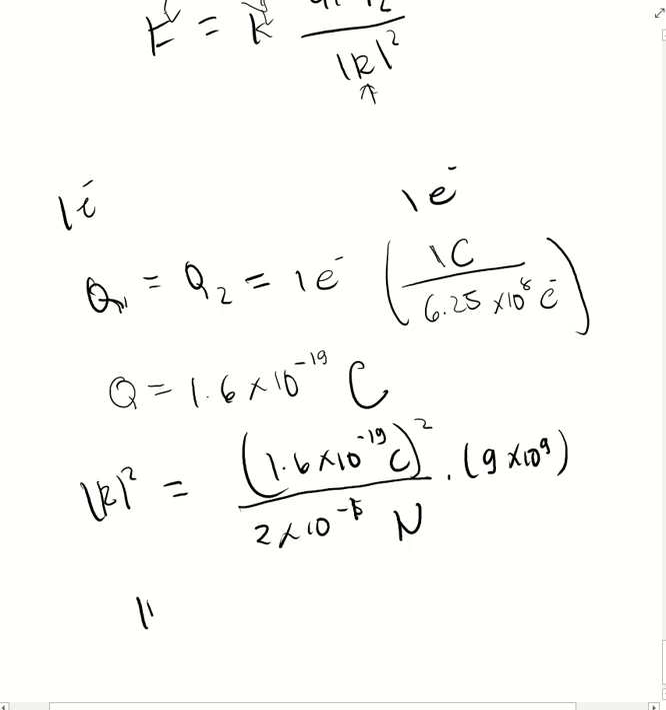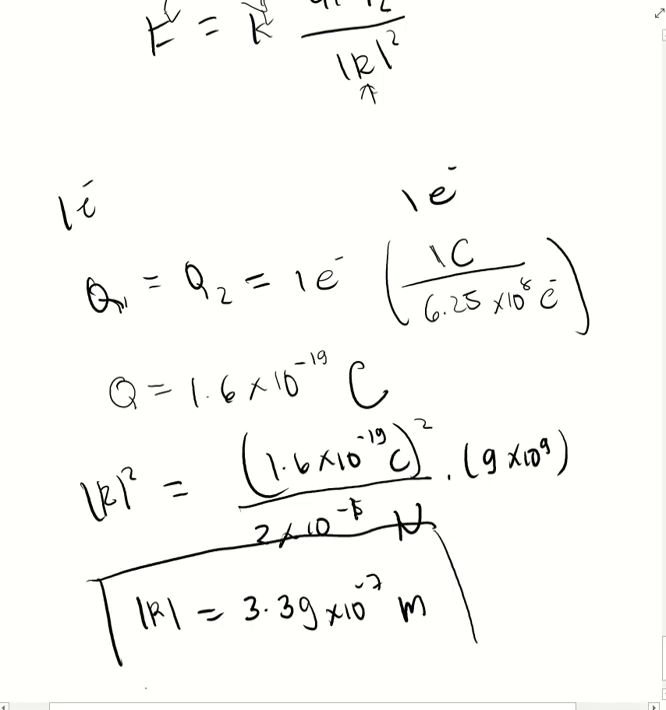So the distance now between that charge or the electrons will be equal to 3.39 times 10 to the negative 7. And the unit here should be in meters because we are in MKS system. So that's it.